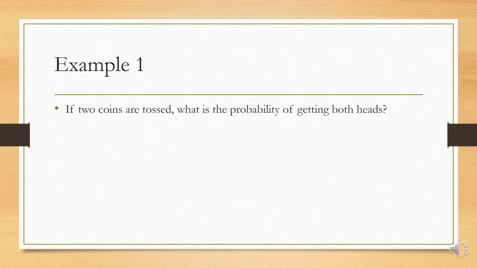Let's have example number 1. If 2 coins are tossed, what is the probability of getting both heads? Like what we did earlier, we are going to list down our sample space. Both coins can be heads, one can be a head and one a tail, or both can be tails. That is our number of sample points. So, 4.